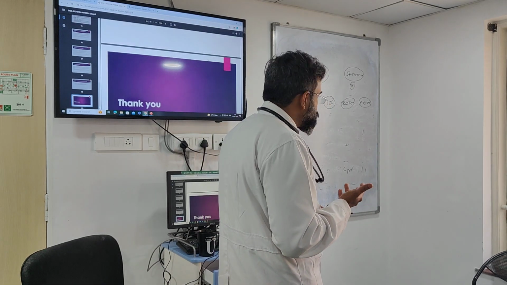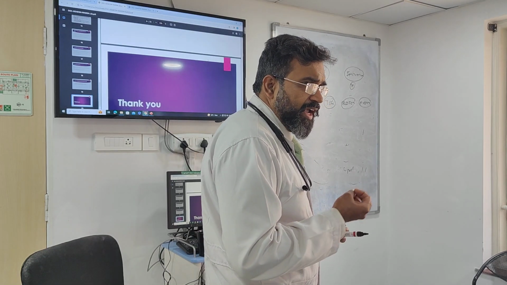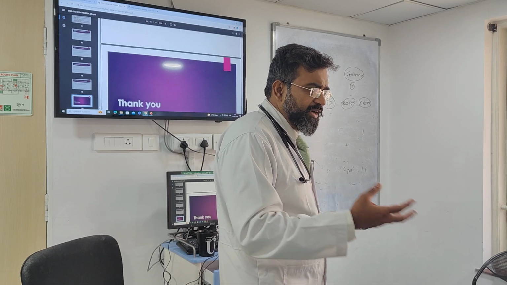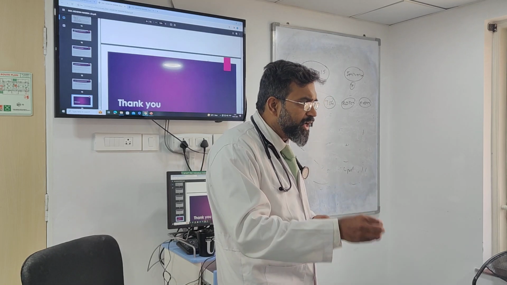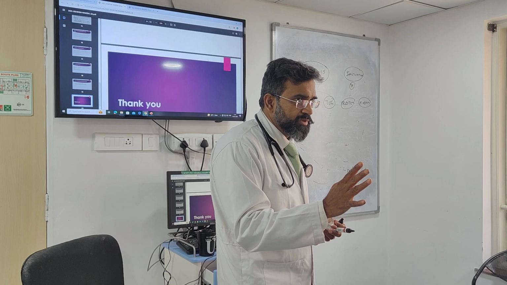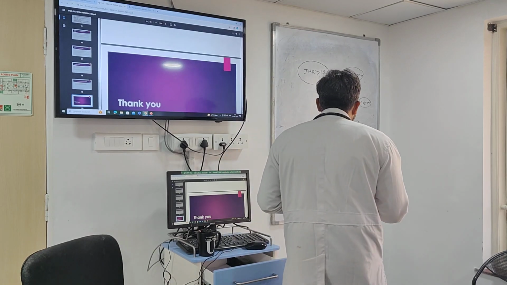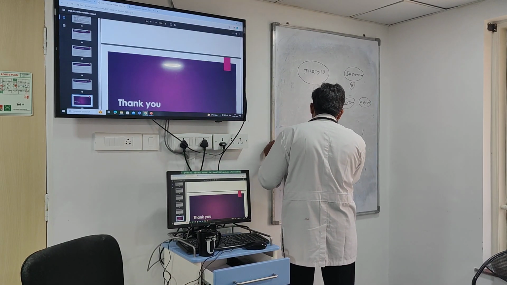So what is this thromboelastography, TEG? What does TEG do? What do they do in TEG? They take the blood out and they simulate clotting outside. They simulate clotting outside and it gives you a figure that looks something like this.